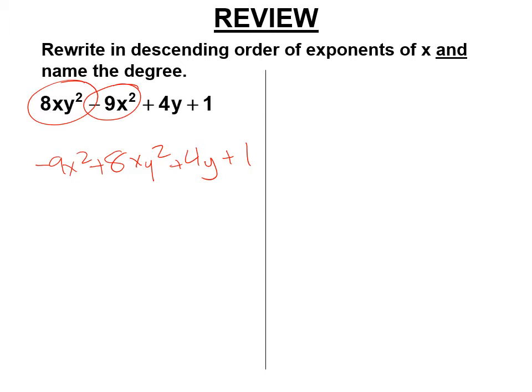But then for the degree, you look at this 2, you add 1 plus 2 together and get 3. That one is a 1, and this one is technically a 0. So this is a third degree polynomial, right? There's 4 terms, so we're just going to call it a polynomial. And that's now in the correct order. Negative 9x squared plus 8xy squared plus 4y plus 1.